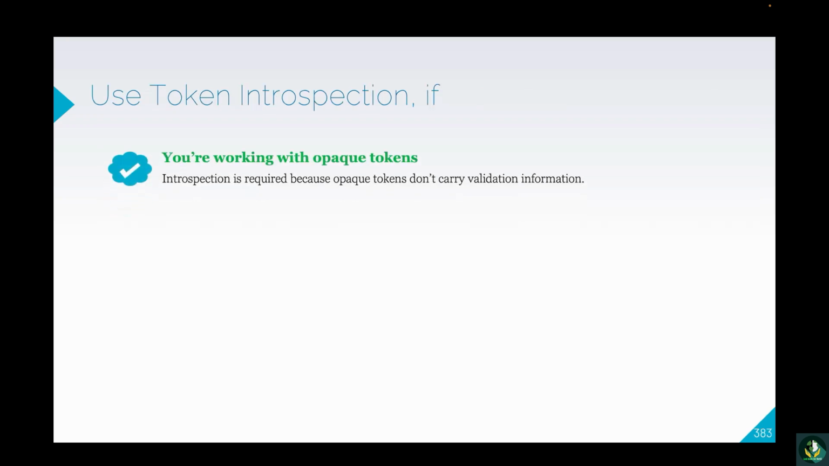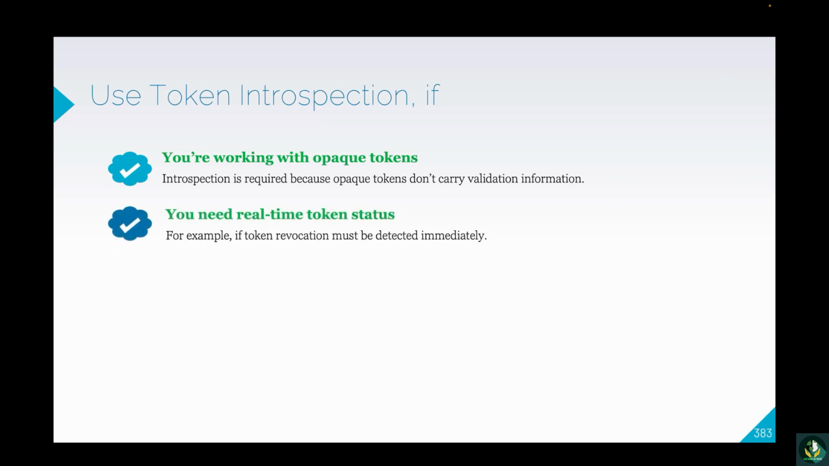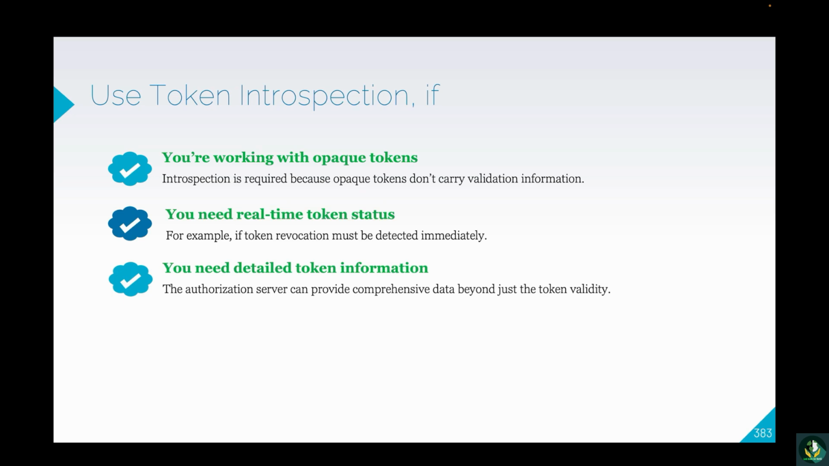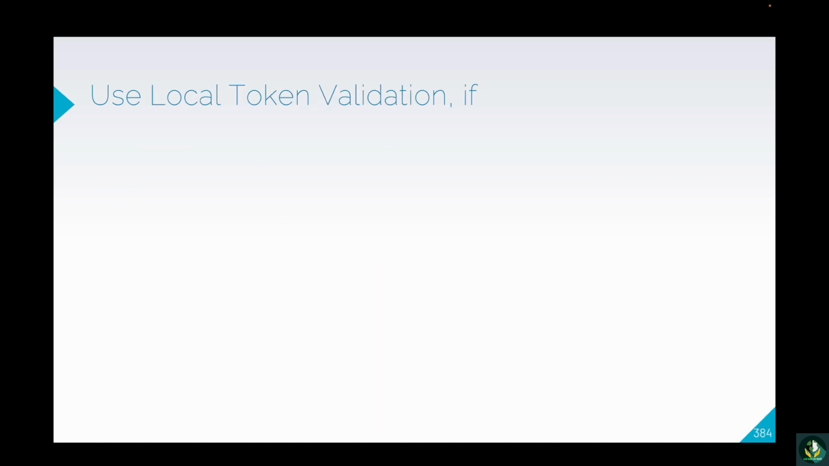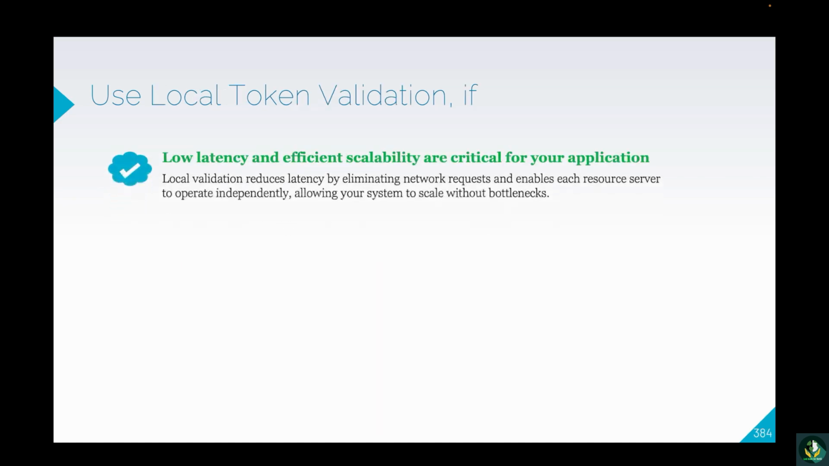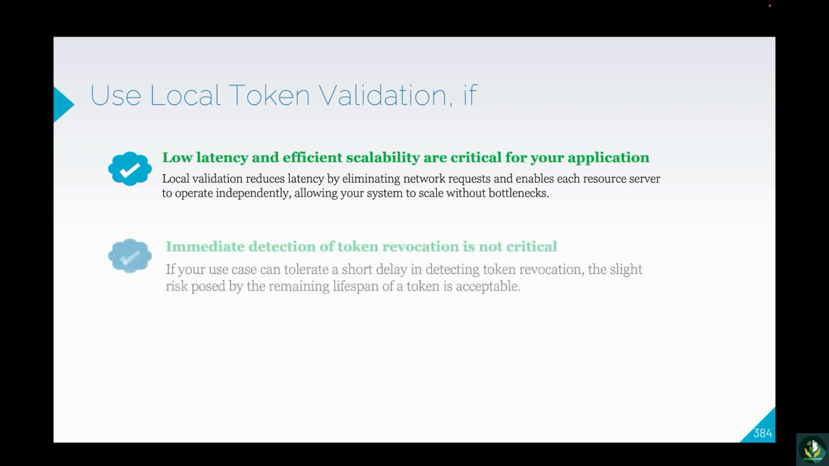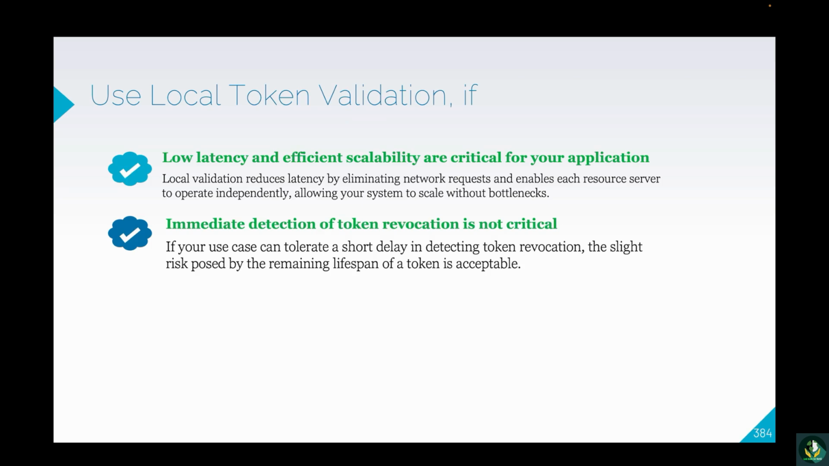To wrap up everything, introspection is a reliable method when working with opaque tokens or in scenarios requiring real-time validation and detailed token information. However, it can introduce additional network load and latency due to continuous communication with the authorization server. Local self-validation, on the other hand, offers greater efficiency and scalability, making it a strong choice for distributed systems despite the lack of real-time status updates.